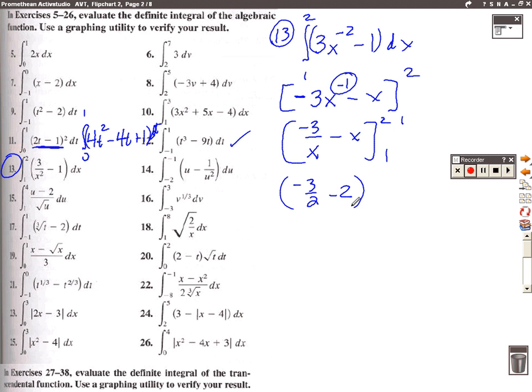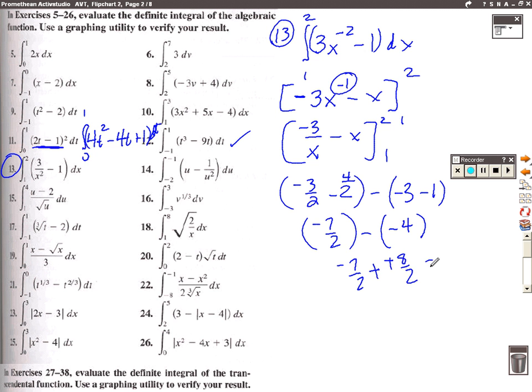That's when I plugged in the 2, minus negative 3 over 1 would be negative 3 minus 1, and this would be negative 3 halves. This would be 4 halves. So that would be negative 7 halves if I'm doing my arithmetic correctly, because 4 halves is 2. Minus negative 3 minus 1 would be negative 4. So that would be negative 7 halves minus negative 8 halves. So that would give me a total of 1 half.